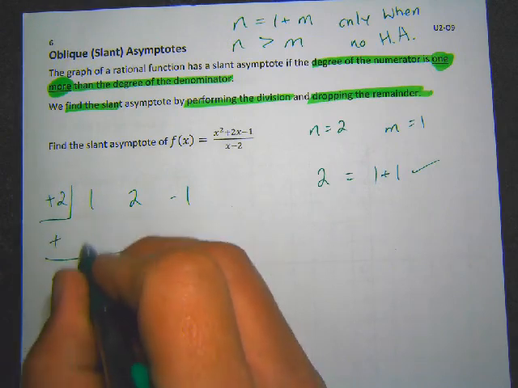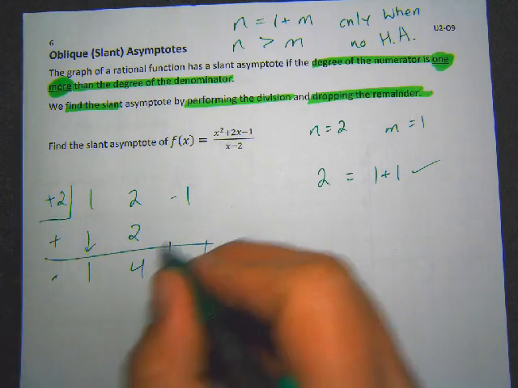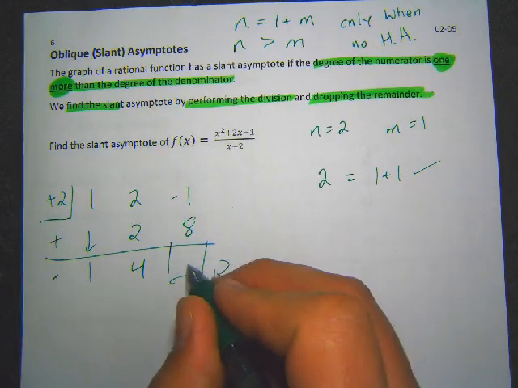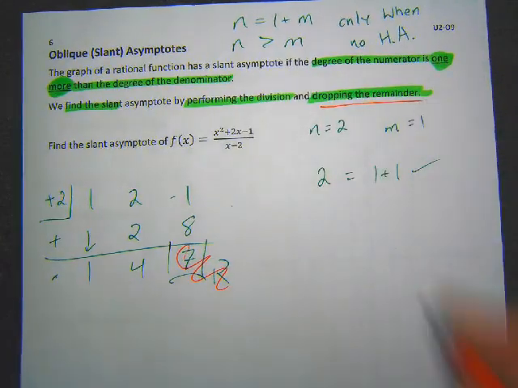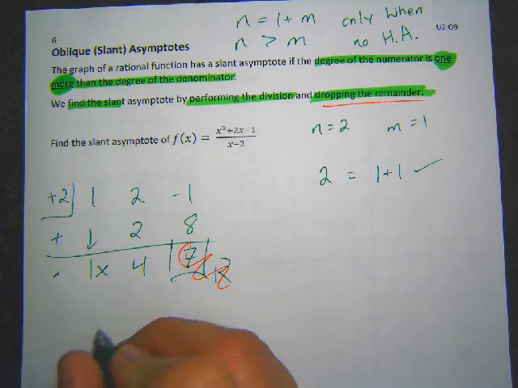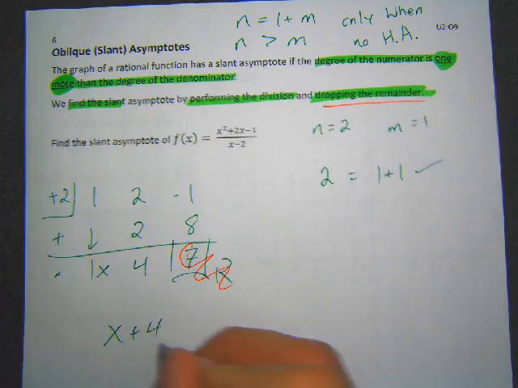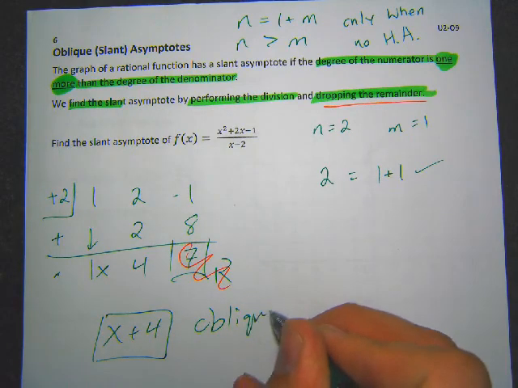Add, multiply. So 1 plus 0 is 1, 1 times 2 is 2, 2 plus 2 is 4, 4 times 2 is 8, negative 1 plus 8 is 7. I drop the remainder, because we don't want that remainder, and I just look at what I have. So I have 4 as my constant, 1 is an x, so my answer is x plus 4. That is the oblique or slant asymptote.